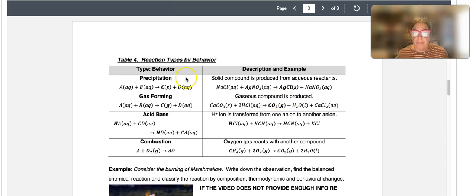The other type of behavior that you will see is precipitation reaction. Now this can be confusing for students if they aren't familiar with what precipitation is.